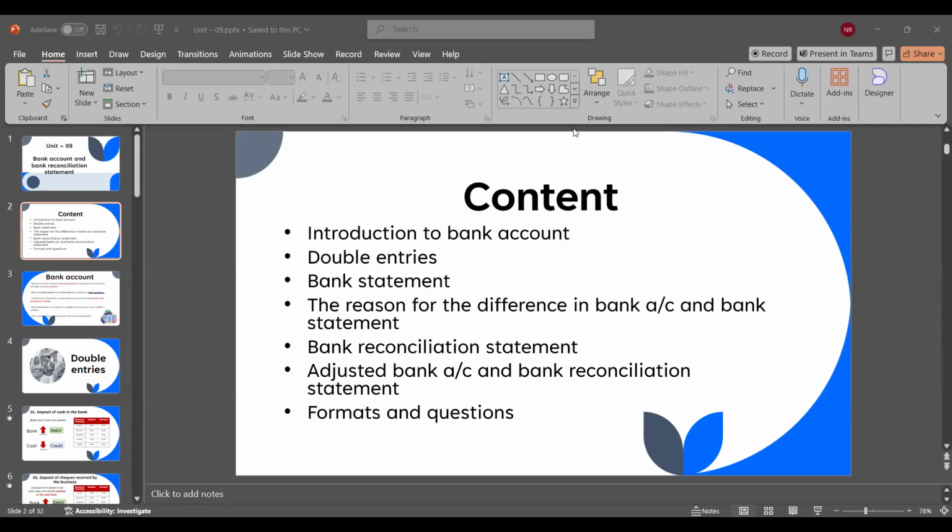All right, students. So let's get started with the part for today. I'm going to quickly take you all through the content. We'll be learning about the introduction to bank account, the double entries, bank statement, the reason for the differences in the bank account and the bank statement, bank reconciliation statement, adjusted bank account and bank reconciliation statement, like how to record things out. And then we'll be looking into the formats and some questions at the end. All right. So first, we're going to get started with bank account. Hope you all know what bank account is, right?